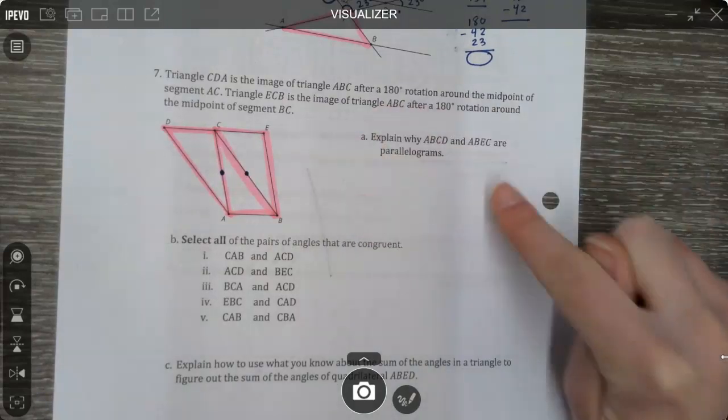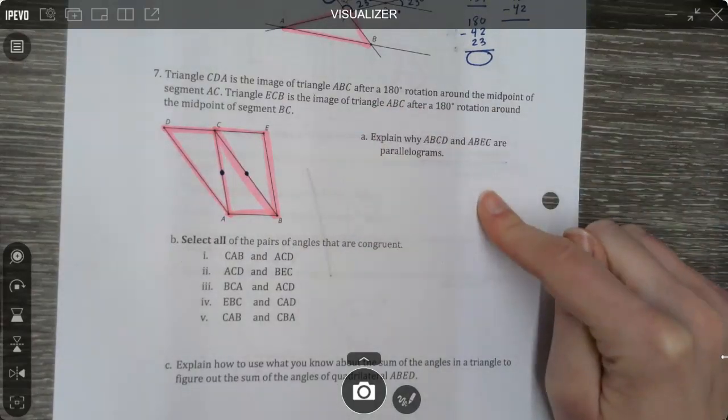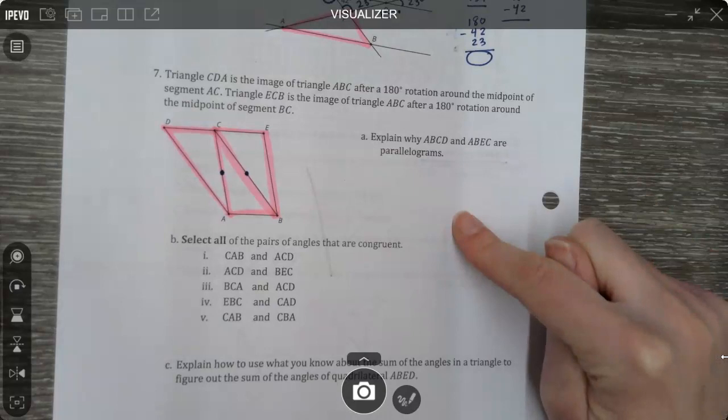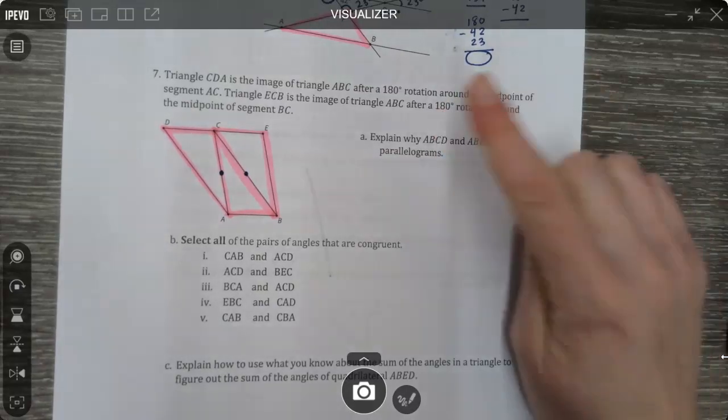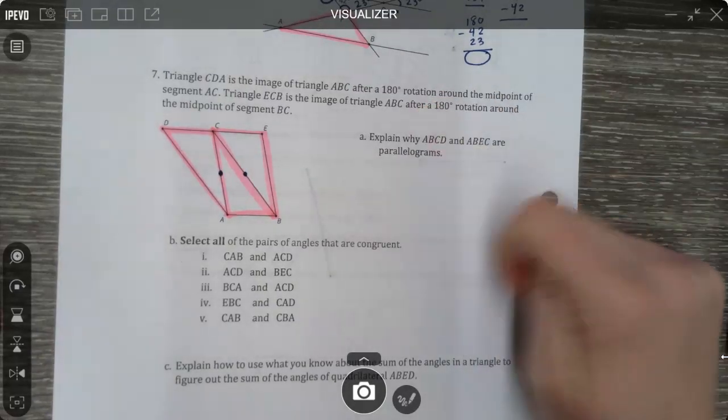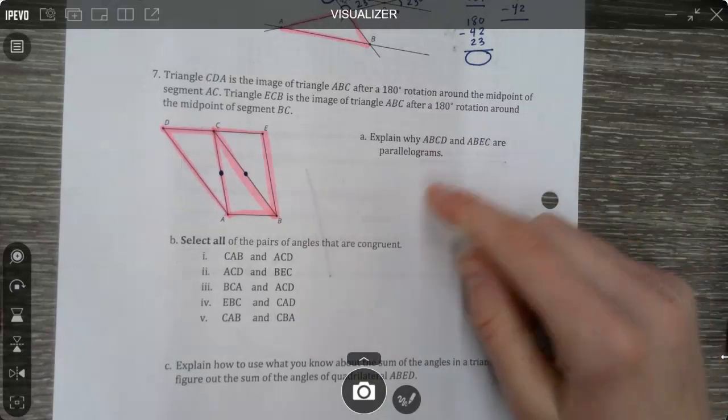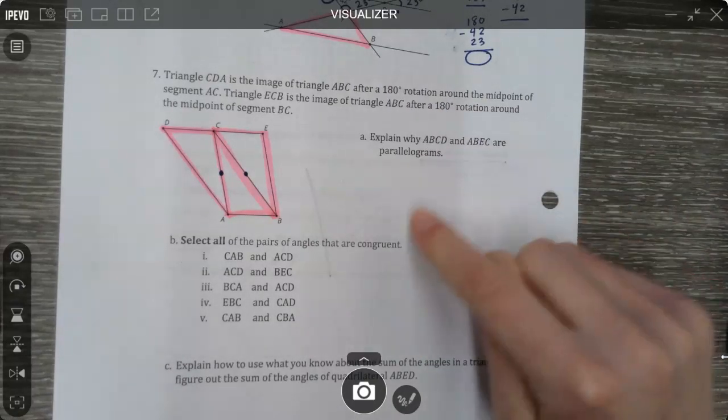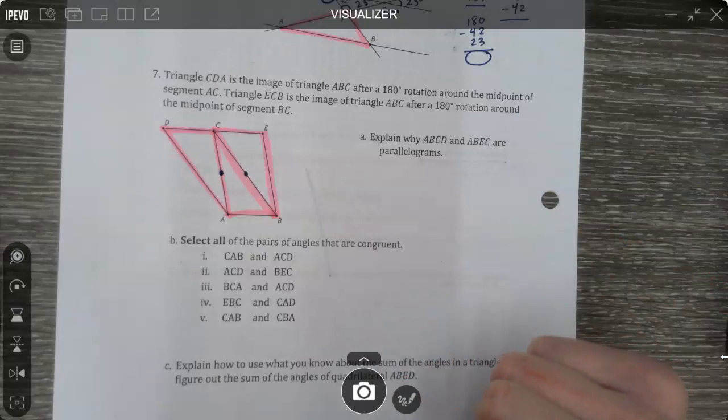Something about that should be written here. You don't just say they're parallel lines. No, tell me why. You have to talk about the transformation. Talk about the rotation. You have stuff in your notes about that. Okay? How did the rotation keep the angles? How do we know that they are parallelograms?